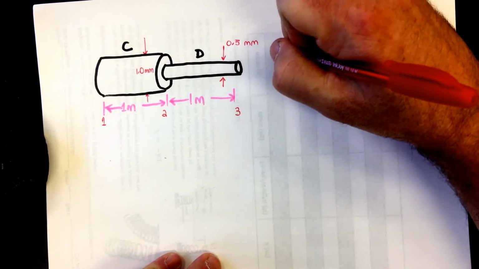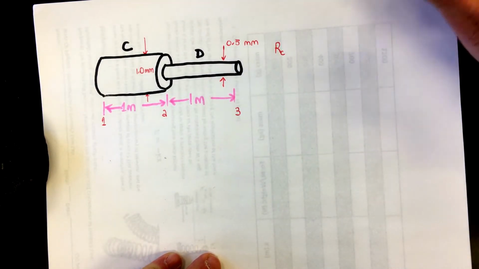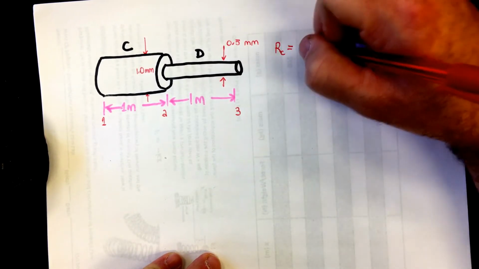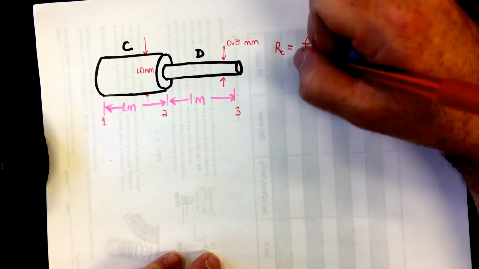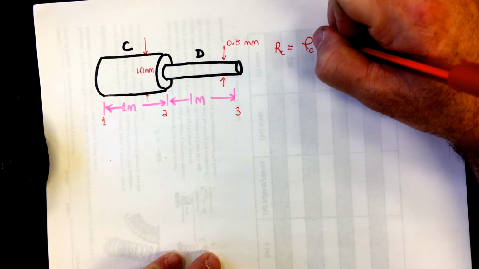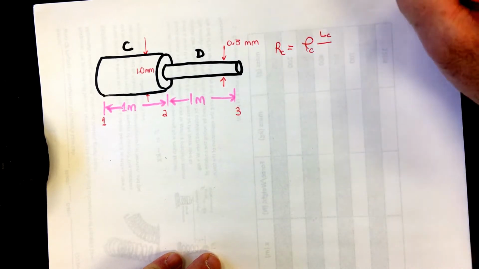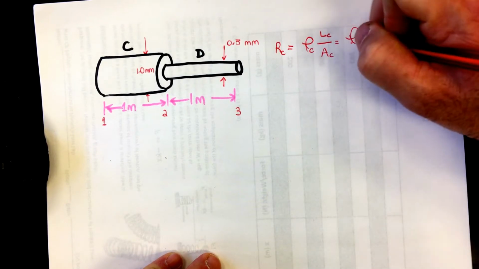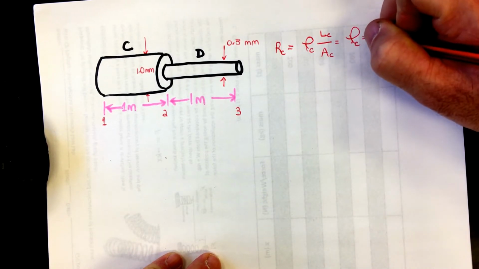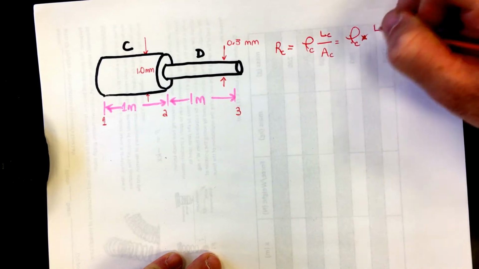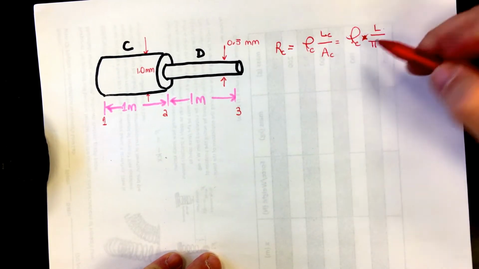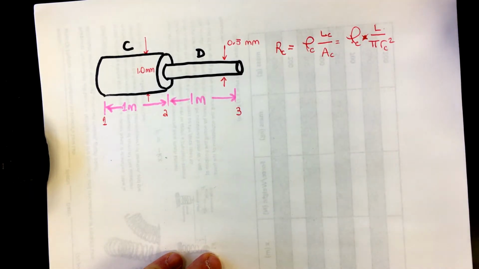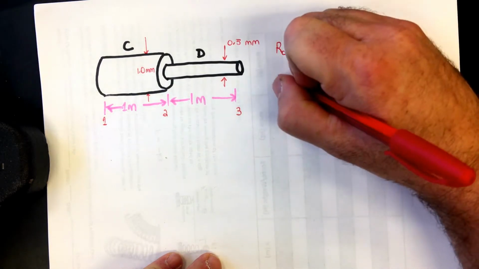First, we want to find the resistance across that wire segment C. It's going to be equal to the resistivity of segment C times the length of segment C over the area of segment C, which can be written, of course, as pi r squared. So that would be resistivity times length over pi r_C squared. All these values are known, so let's go ahead and plug those in.